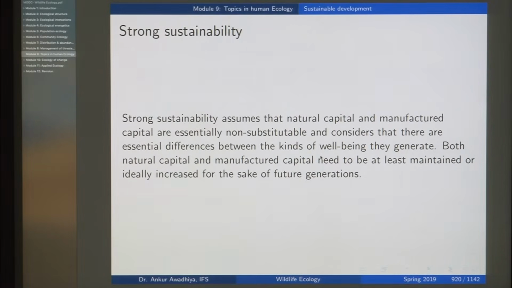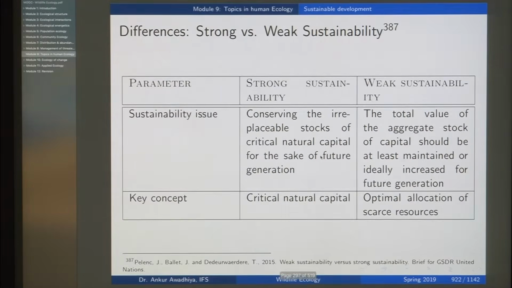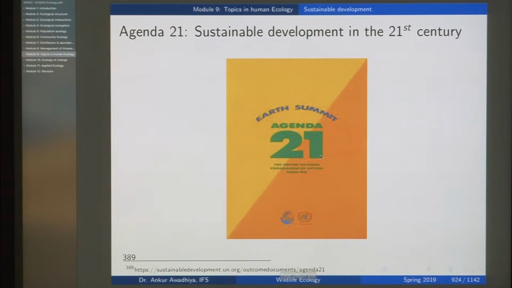But in the case of strong sustainability, it assumes that natural capital and manufactured capital are non-substitutable, and the kinds of well-being that they generate are very different. So the society needs both the natural capital as well as the manufactured capital, and both have to be sustainably used. So we looked at the differences between both of these, and then this argument of strong sustainability brought into picture the idea of sustainable development in the 21st century in the form of Agenda 21.